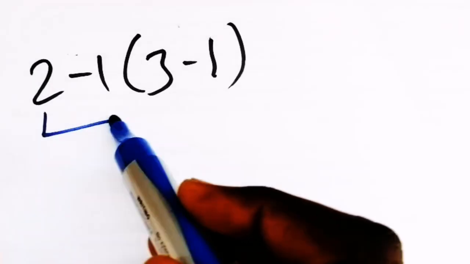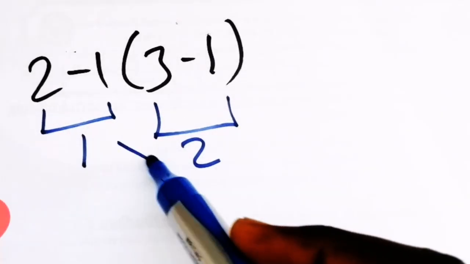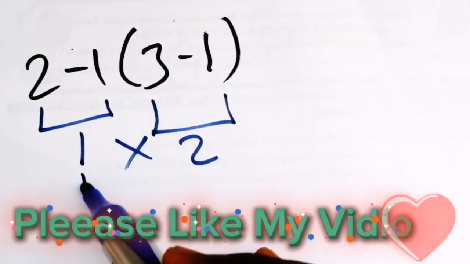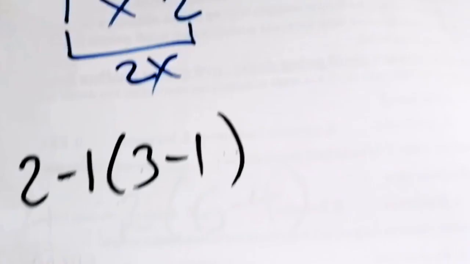2 minus 1 which gives us 1. Here 3 minus 1 which gives us 2. Then 1 times 2 which equals 2. But this answer is not correct.